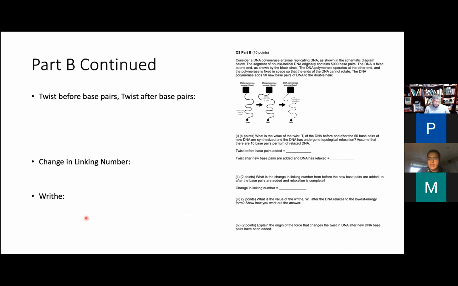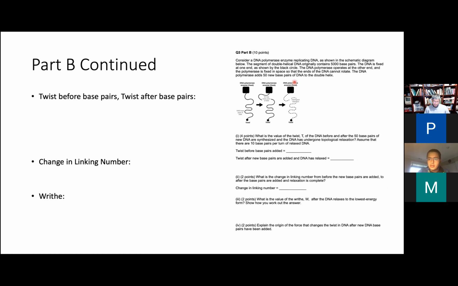I was initially going to ask you guys to answer these questions, but since we're low on time, I'm just going to answer myself, and then you guys can work on yourselves afterward. So the question initially asks, what is the twist before adding base pairs?